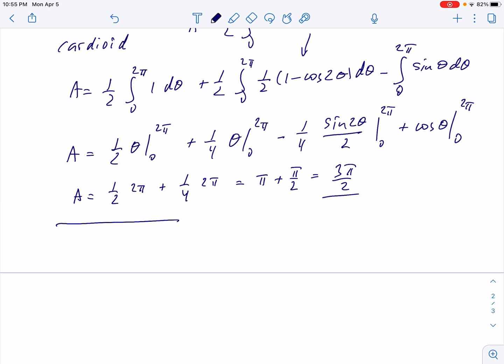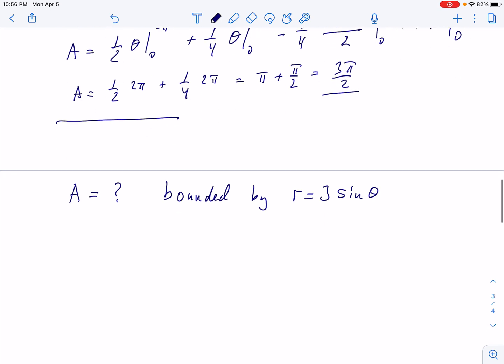Okay, moving toward the next example. Again, find area bounded by the graph of r equals 3 times sine theta. That's a polar curve.